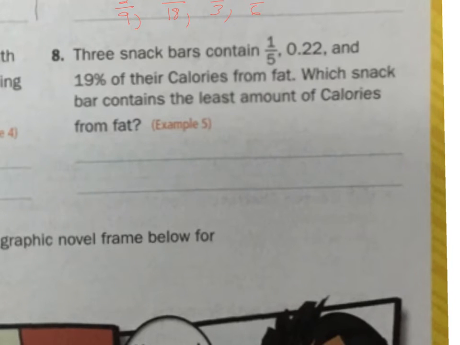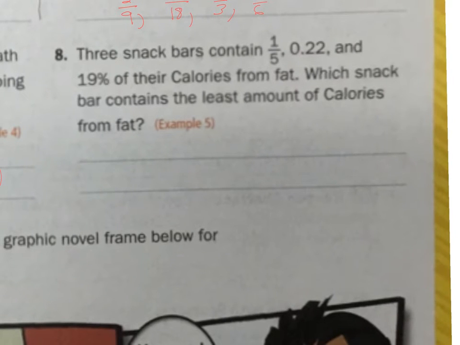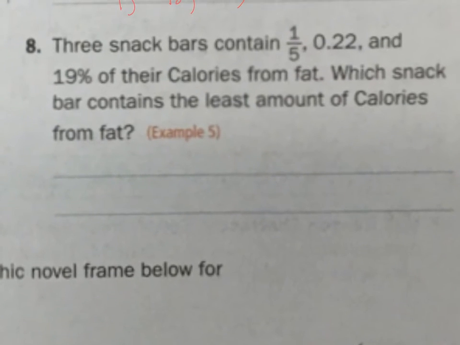3 snack bars contain 1/5 and 0.22 and 19% of their calories from fat. Which snack bar contains the least amount of calories from fat? We want the least amount of calories. That would be a good thing. So we have a fraction, we have a decimal, and we have a percent. Let's make these all decimals. We want to compare the same thing.